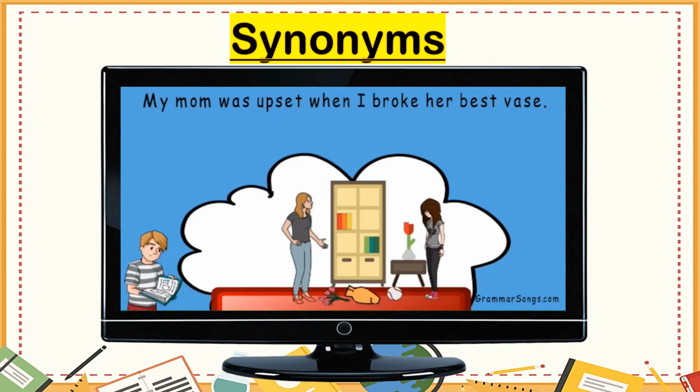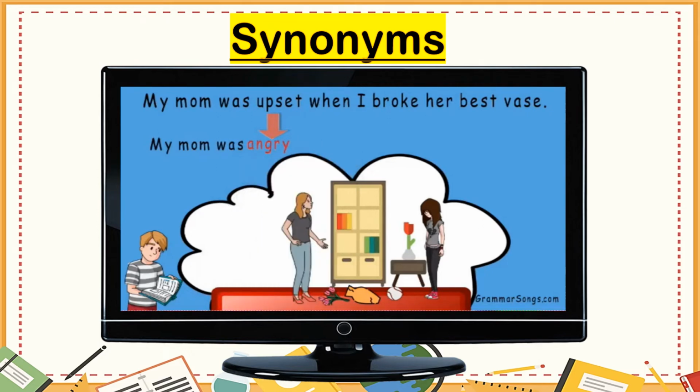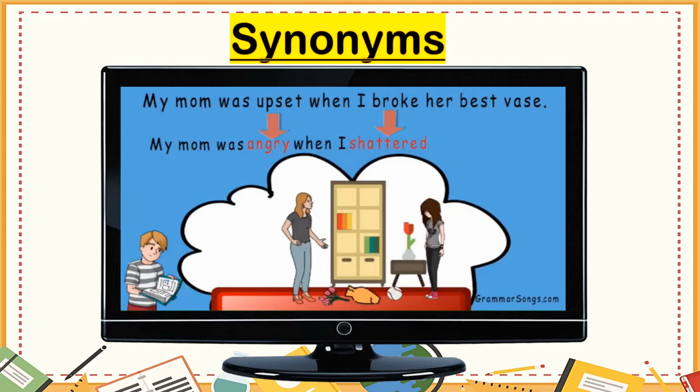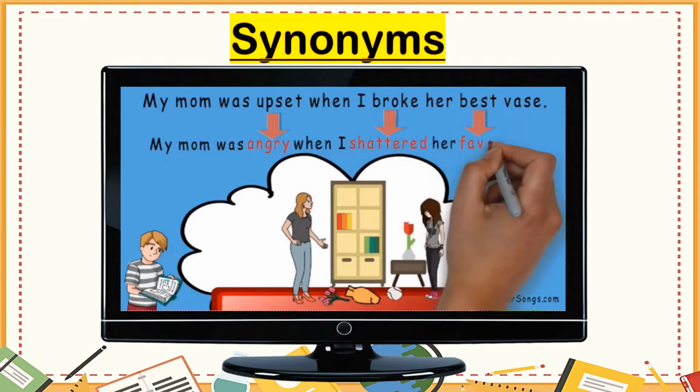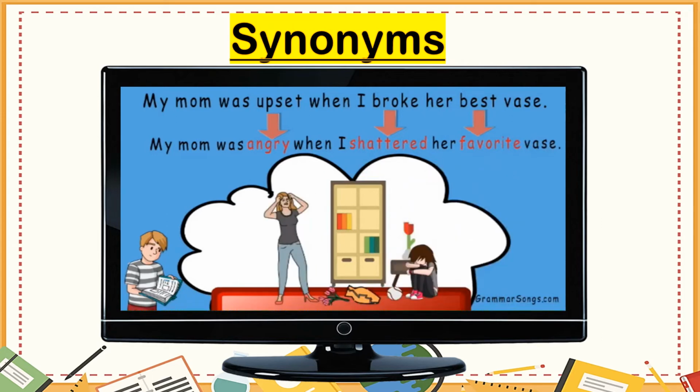But I could use synonyms to make the image more vivid. Instead of upset, I could use the synonym angry. In place of broke, I could say shattered. And it was her best vase because it was her favorite. My mom was angry when I shattered her favorite vase. Using more powerful synonyms makes the situation even more intense.